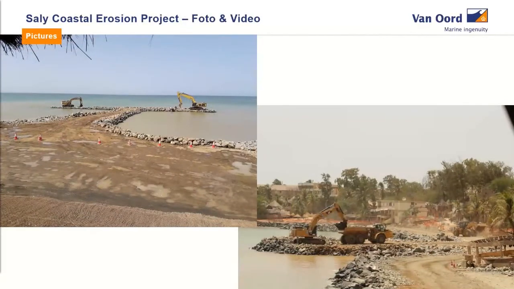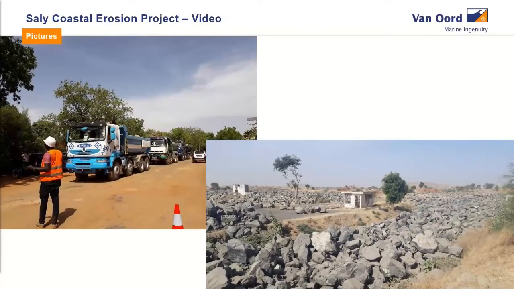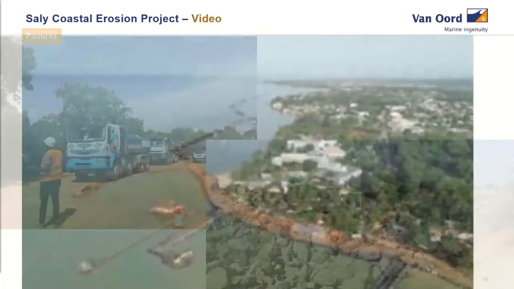Now, this is how physical work for a contractor in Africa looks like, building groins and small breakwaters with locally sourced rock, training the people, making sure that the rock is being transported safely and soundly from the inland quarries to the beach. And to have a total overview, I would like to share this video with you.